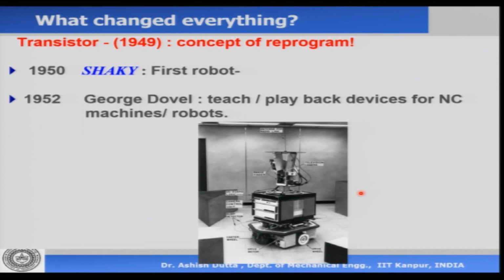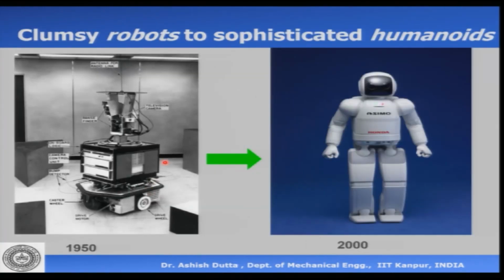Now, what I'm trying to emphasize here in today's lecture on history of robotics is what caused these changes. The first thing that caused the change was the transistor, that we had the creation of the robot, and then it moved from here to here, right?